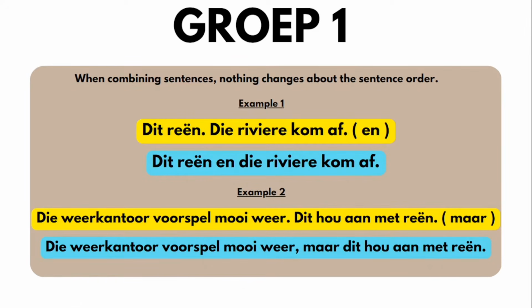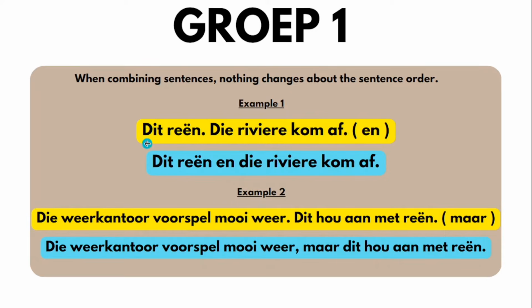Now, what happens in group 1? In group 1, when you combine the sentences, nothing changes about the sentence order. What do I mean by that? I mean you add the conjunction in the middle of the two sentences, because you're going to be given sentence 1, sentence 2, and then the conjunction in brackets, just like you see here. And then all you have to do is put it in the sentence.